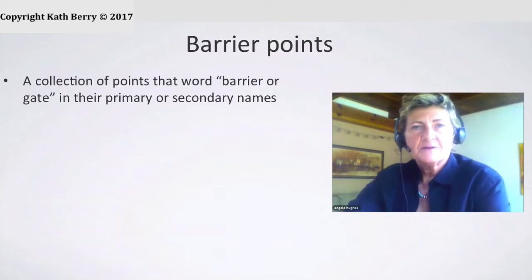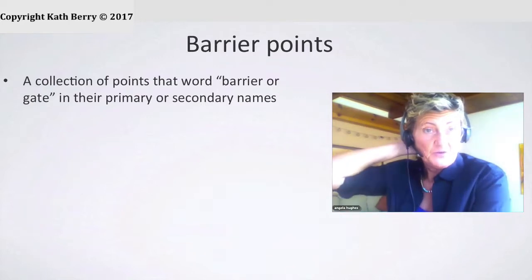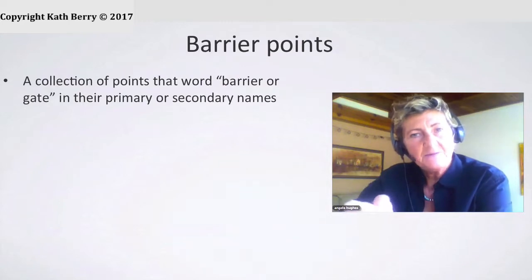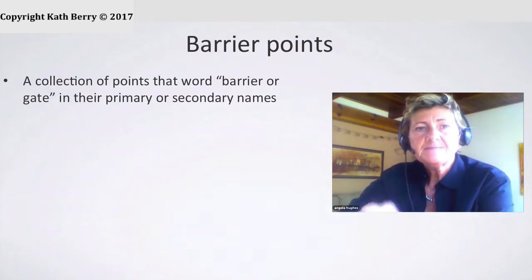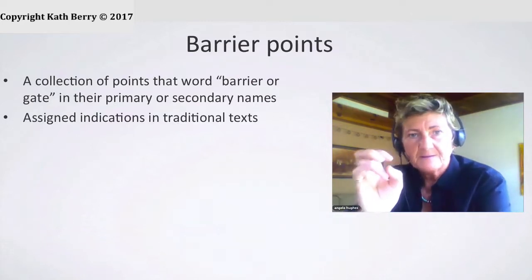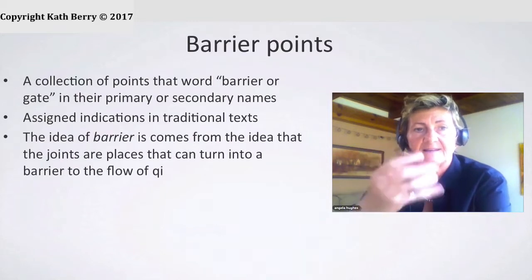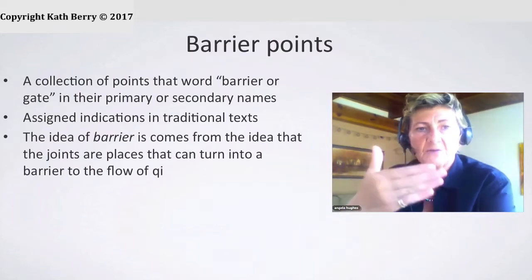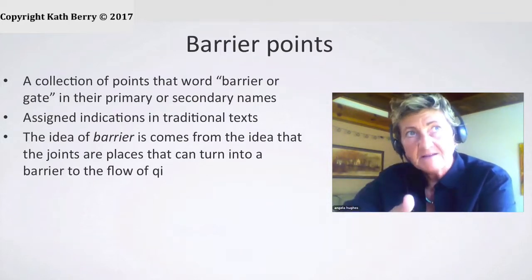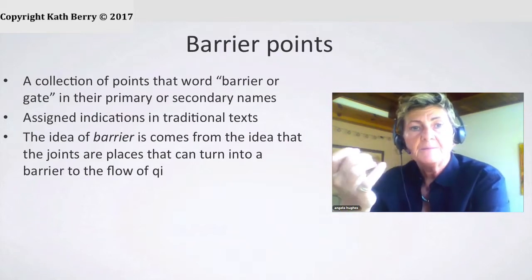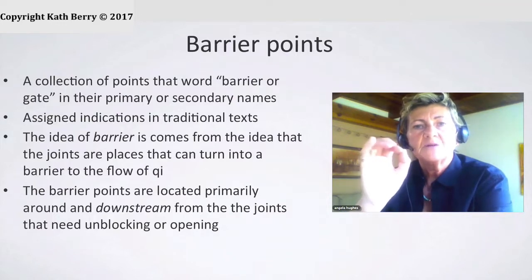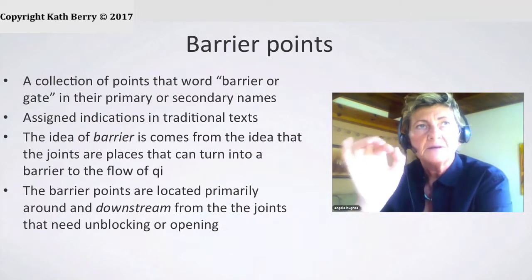This is a collection of points used in rheumatology that have been chosen either because they have the word barrier or gate in their primary or secondary names, or because of their assigned indications in traditional texts. The idea of barrier comes from the idea that the joints, like we talked about, are a place of obstruction. They're a barrier or a gate, and they can become a barrier to the flow of qi and blood. So the barrier points are located primarily around or downstream from joints that need unblocking or opening.